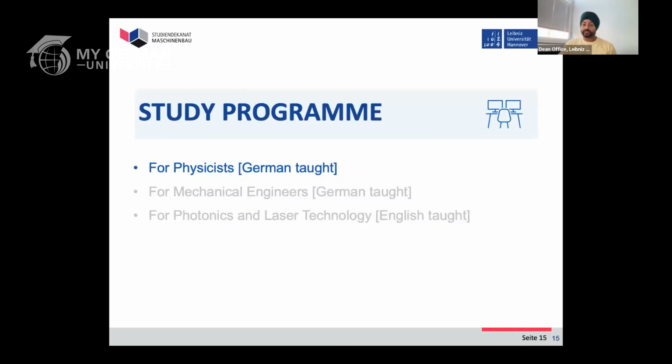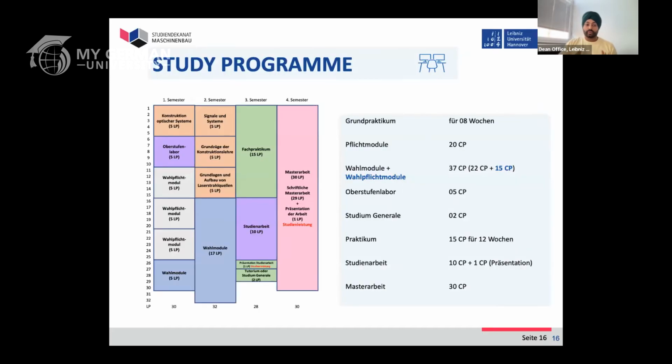So starting, as I told you, we have 3 different paths. We call them paths in the study program. The very first is for physicists, which is a German taught program. So the module plan looks like this. In the very first semester, you have a total of four compulsory modules. Those are all from a mechanical engineering background.